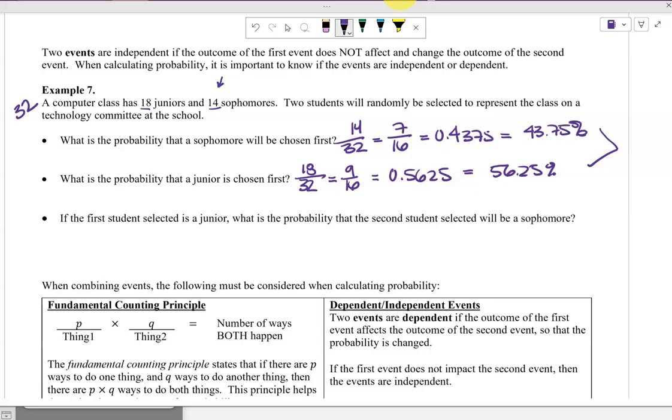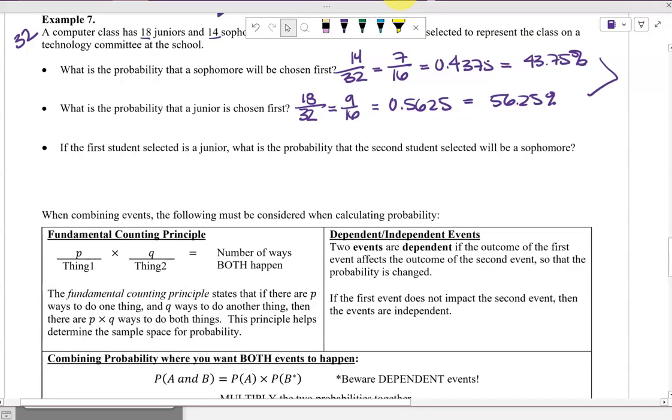Well, from 1 or from 100%, and we would have gotten these down here. Okay, the next one. If the first student selected is a junior, what's the probability that the second student is going to be a sophomore?